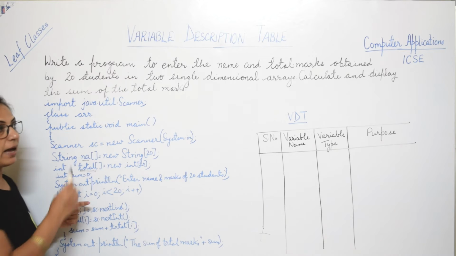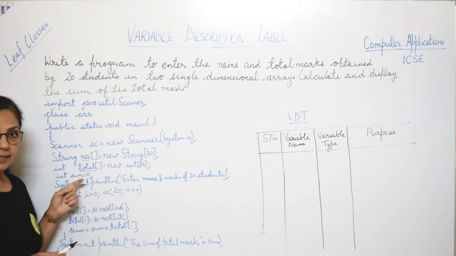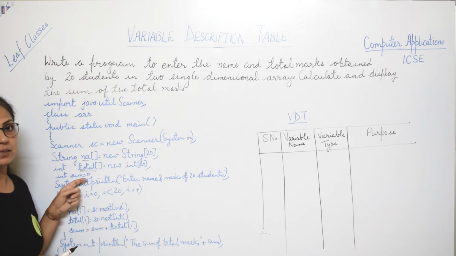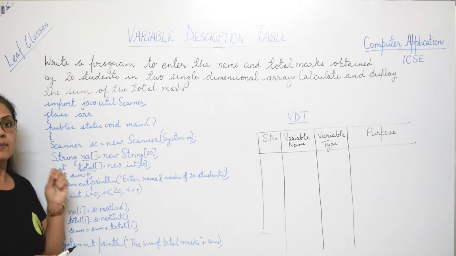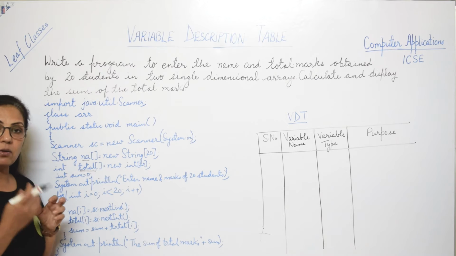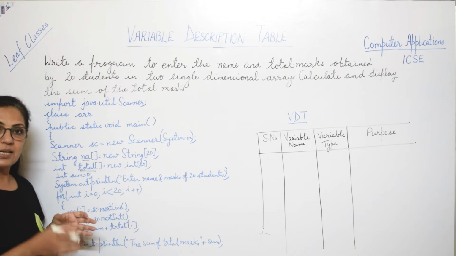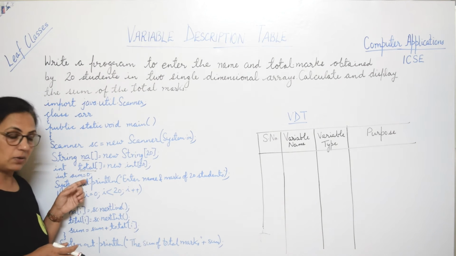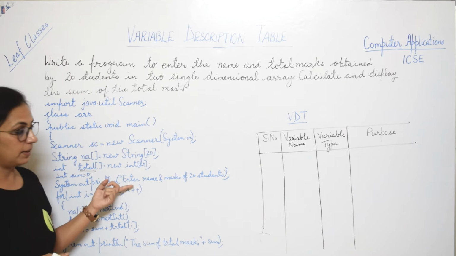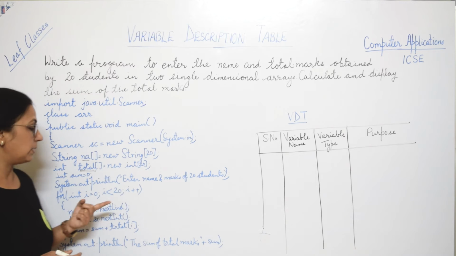Then since we have to calculate and display the sum, here I have taken one variable and initialized it by 0. All of you know that in any variable where you are going to store the sum, you have to initialize it by 0, because 0 is additive identity. Then as per the question, we have given the message, enter name and marks of 20 students.